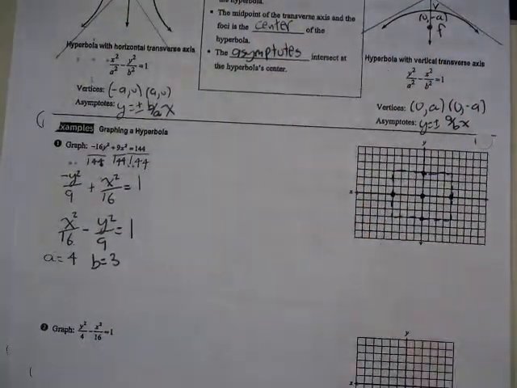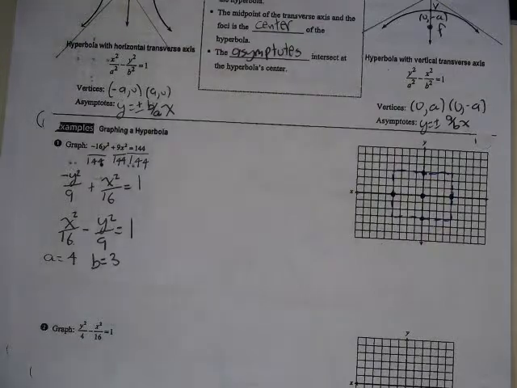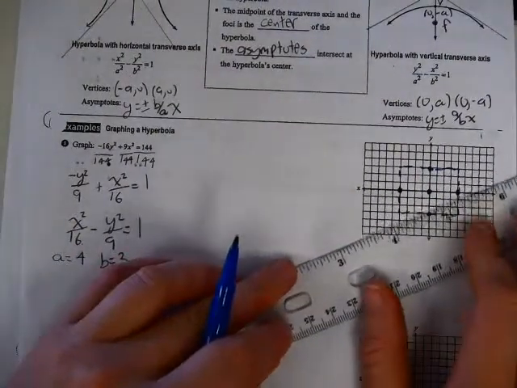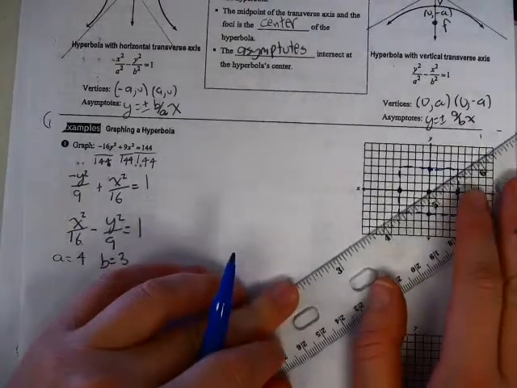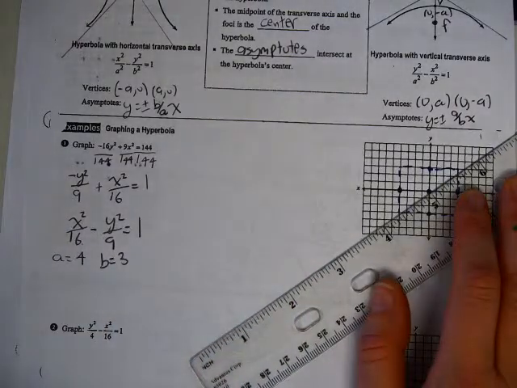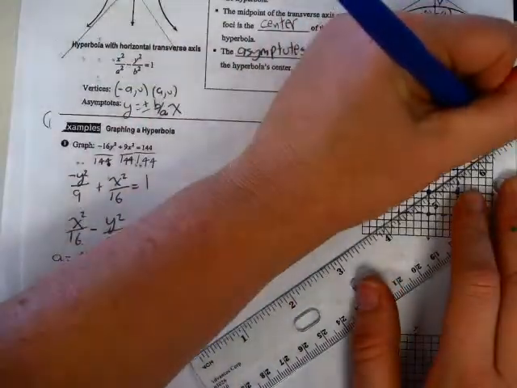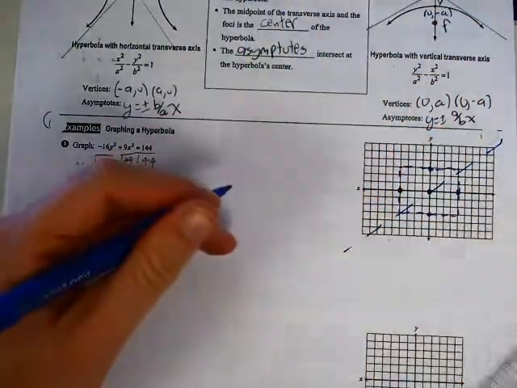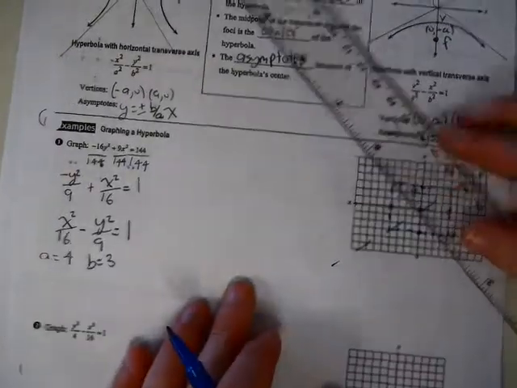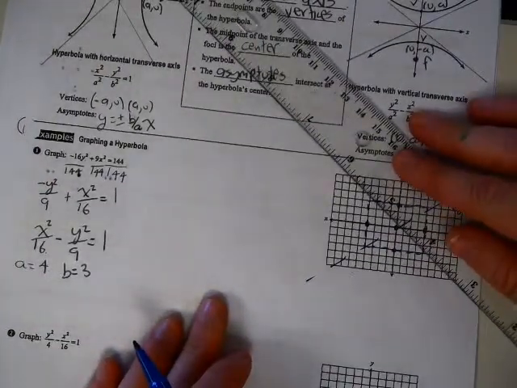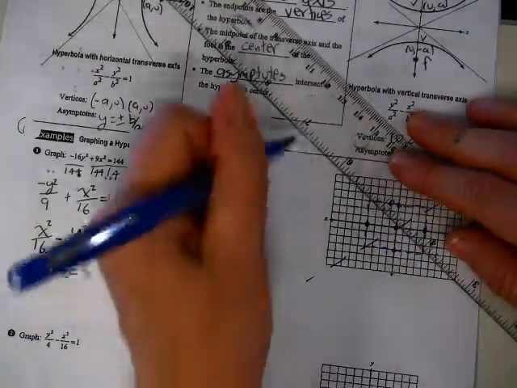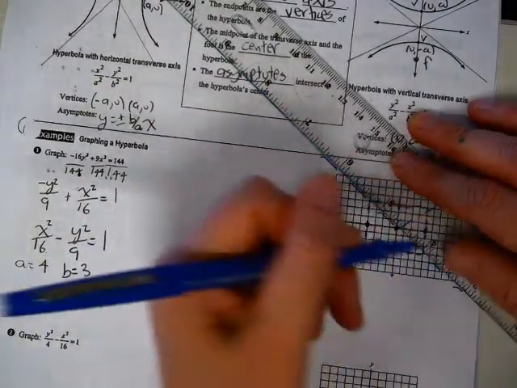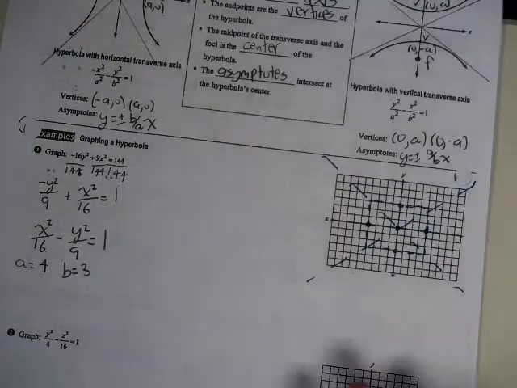Now I'm going to use my box as a guide to draw in my asymptotes. So I'm going to use a straight edge, and I'm going to connect corner to corner of my box and draw a line through it. And I'll do the same on the other side. Corner to corner, draw a line through it. Alright, these are my asymptotes.